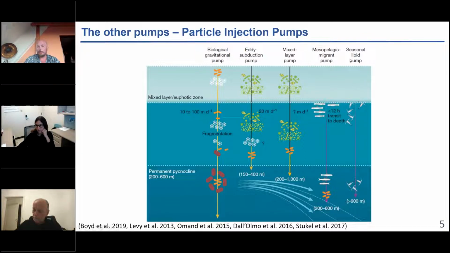Then, of course, seasonal lipid pump, which is in the Arctic, where zooplankton spends most of their time in the surface during the polar day, producing these lipids, and then they spend the whole polar night at depths respiring the lipids and living from that.